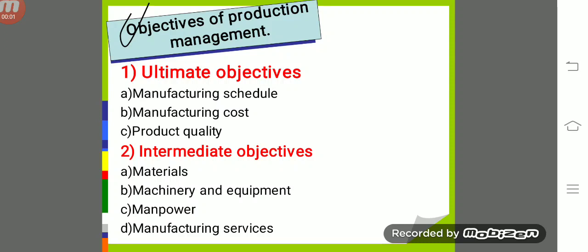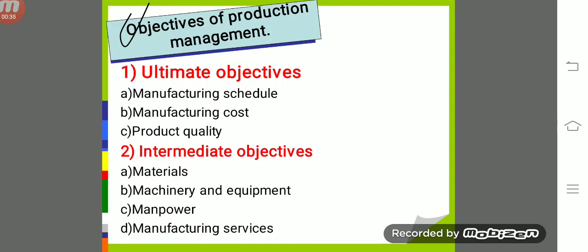Hello student. In the last lecture we discussed the objectives of production management. There are two main objectives: ultimate objectives and intermediate objectives. But many students have doubts about the intermediate objective, like the machinery and equipment objective under it. First of all, I would like to clear this point.